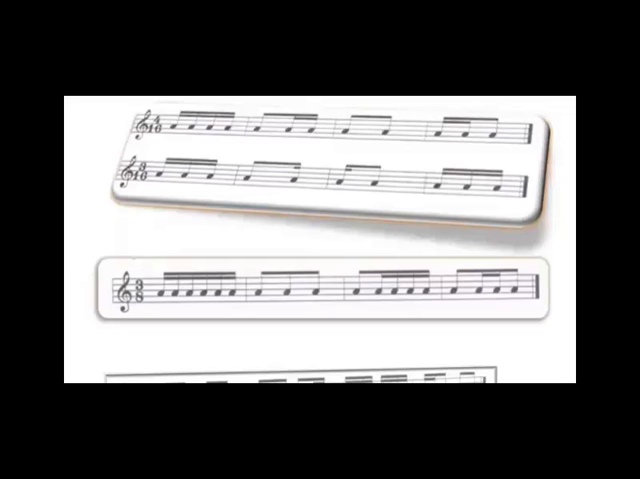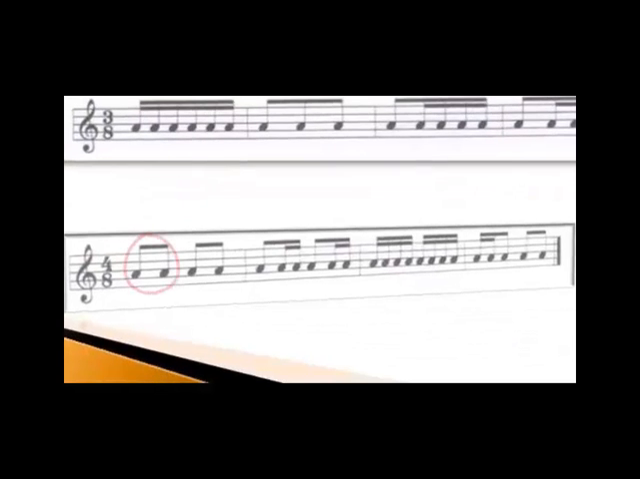In 3/8, do you see how all of the notes are beamed together? Because again, in 3/8, the eighth note is quite a fast beat, so it's easier just to group everything together. In 4/8, do you notice how you can see 1, 2, and then 3 and 4?